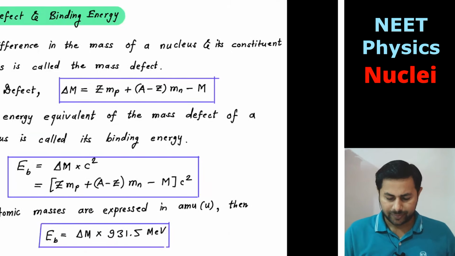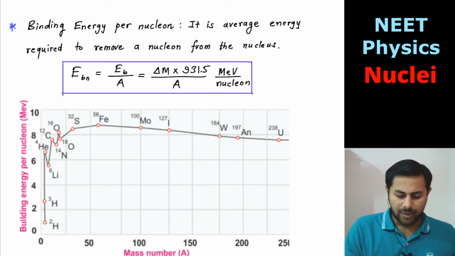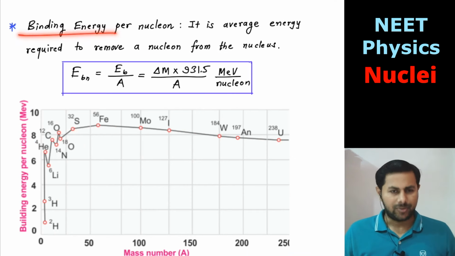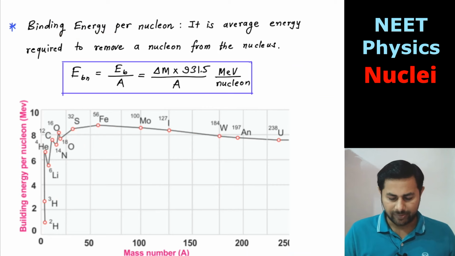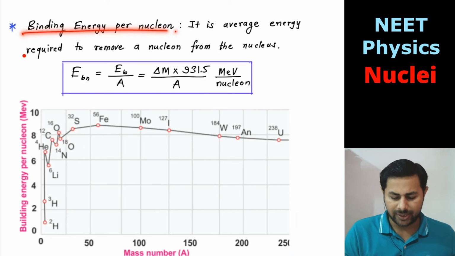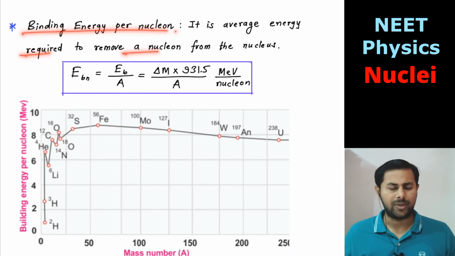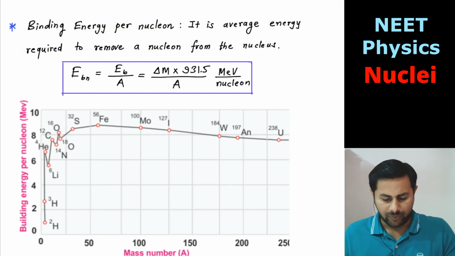Okay, so now binding energy per nucleon, the next term. It is the average energy required to remove a nucleon from the nucleus. So now see, what is the binding energy?